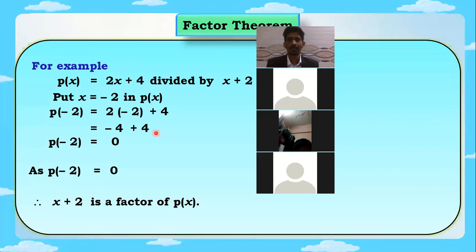The simple rule is: whatever value is given, if it is x plus 2, we put -2, and after putting -2, if you get the answer as 0, then and only then we can say the given divisor is a factor of the given polynomial. If the answer is 0, it is a factor; if not 0, it is not a factor. As simple as that.